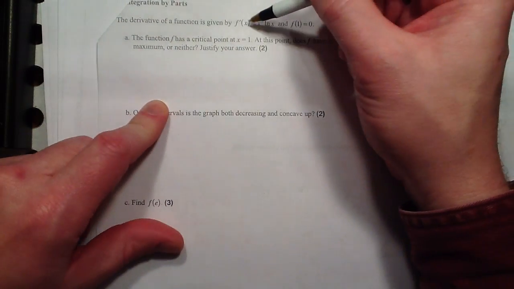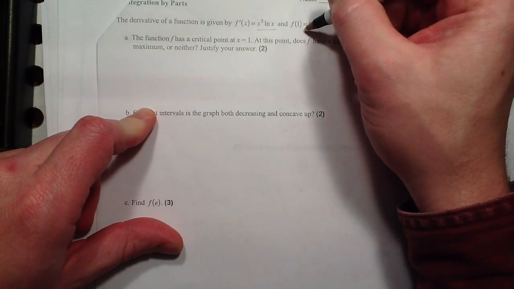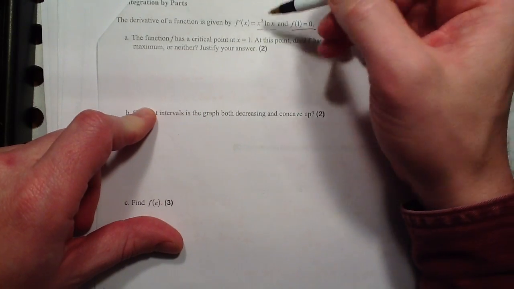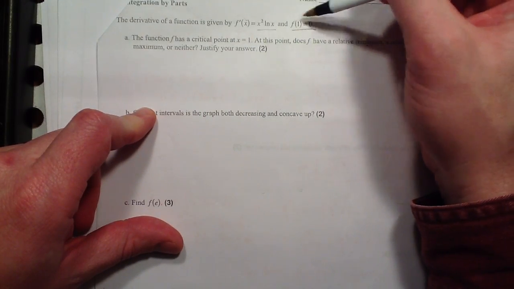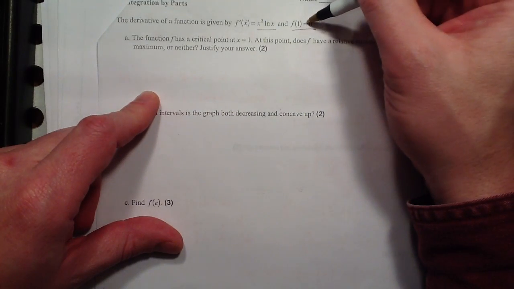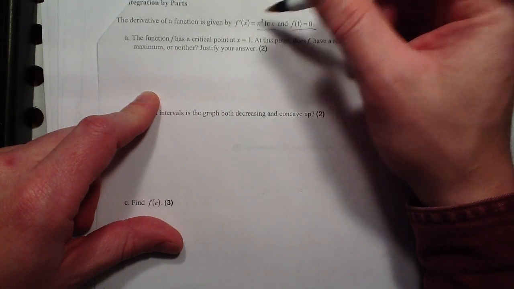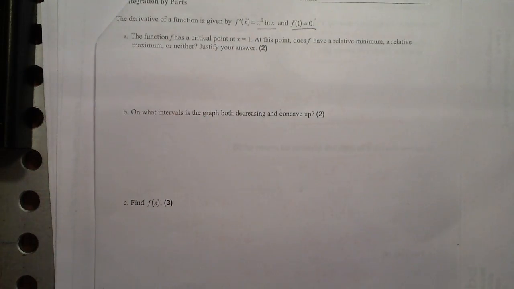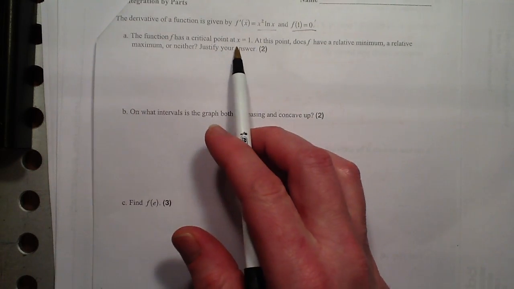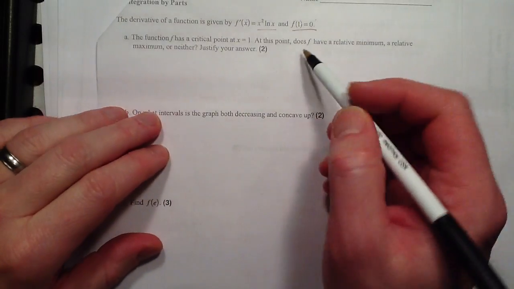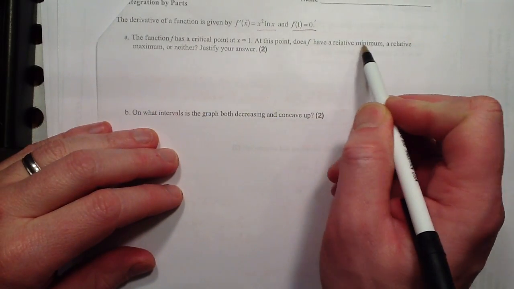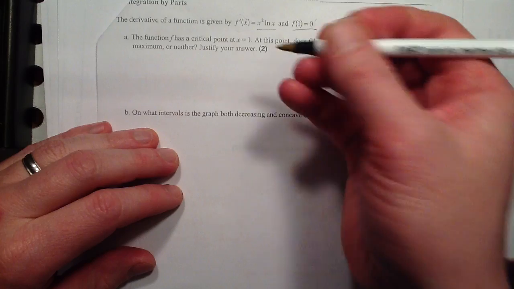Okay, the derivative of a function is given by this, and f of 1 is equal to 0. Anytime you're given a derivative and an initial point, that makes us think that at some point we're going to have to solve for the plus c when we take the antiderivative. Okay, this function has a critical point at 1. Does it have a relative minimum, maximum, or neither there?